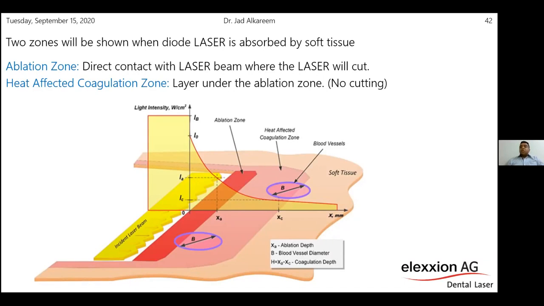The patient mostly is not going to complain of discomfort, because even when the laser is cutting, it is also biostimulating the cells, it is killing the bacteria, and it is improving the healing in the future. So that's why the laser is better compared with the conventional methods.